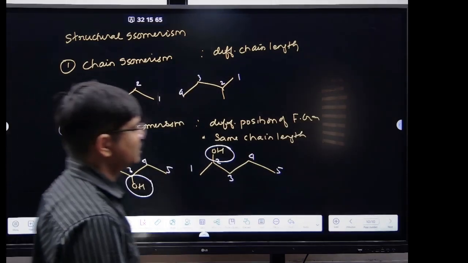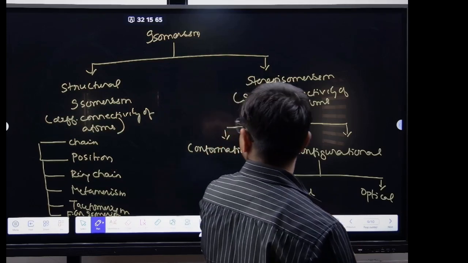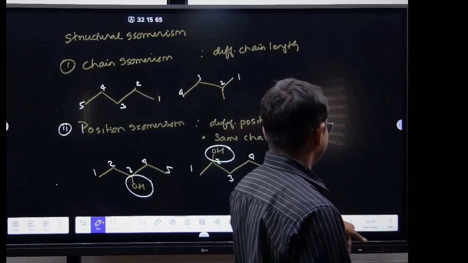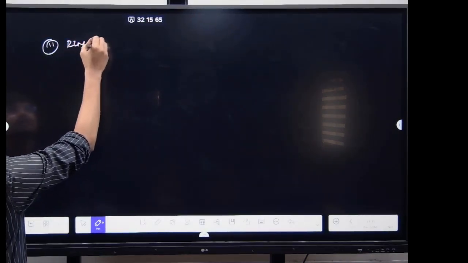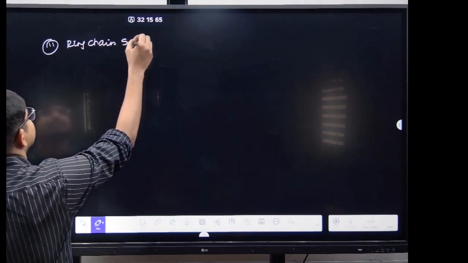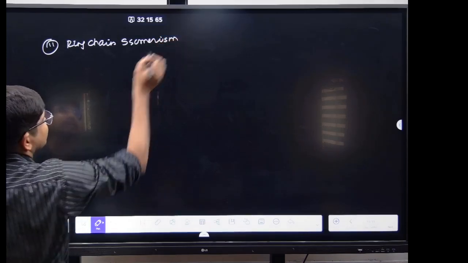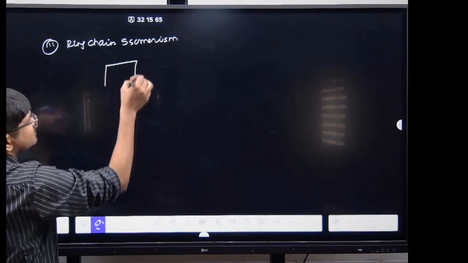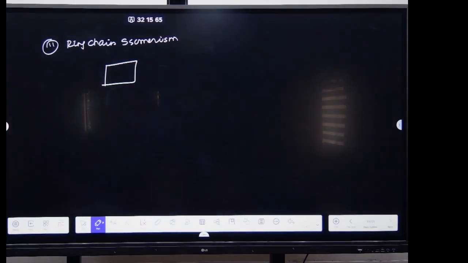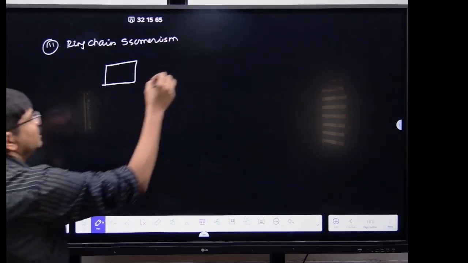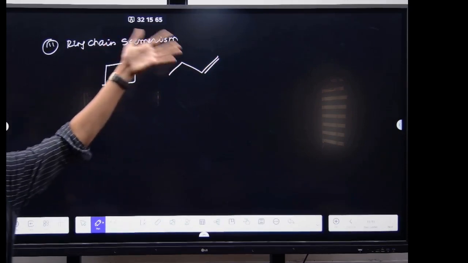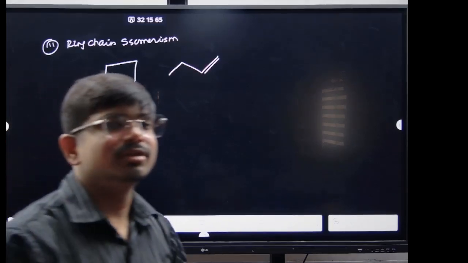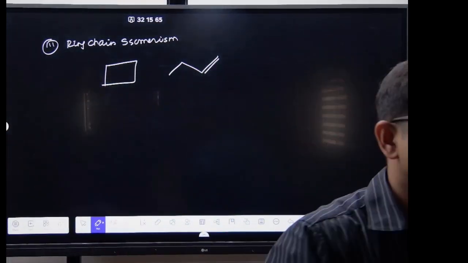What is the third one? Third one is a ring chain isomerism, right? What do you mean by ring chain isomerism? Ring chain isomerism means, for example, you have this cyclobutane, right? Got it? You have the cyclobutane, and this compound could exist like this also. So one is a ring form and one is an open chain, right? So this is an example of ring chain isomerism.